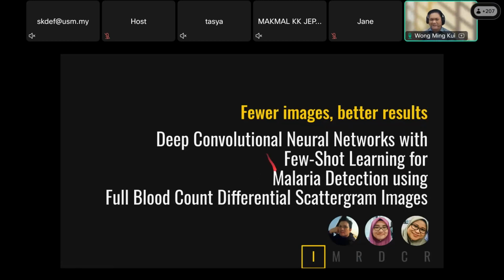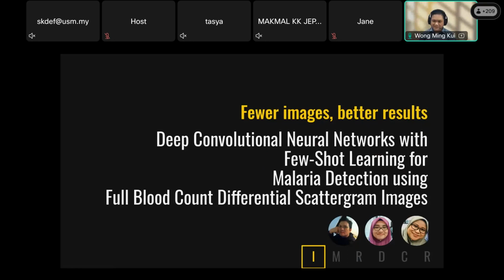And convolutional neural network, CNN here, is actually one of the methods that we can use as part of the machine learning research methodology. Few shot learning is also another method, and it is a very new method. FSL has only been introduced, I think, in 2018, if I'm not mistaken.